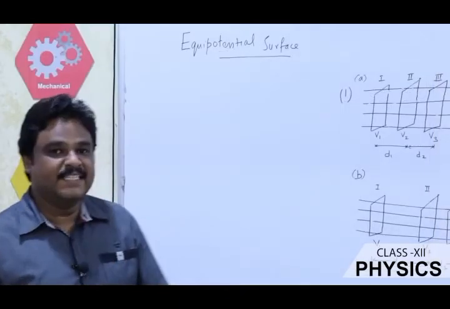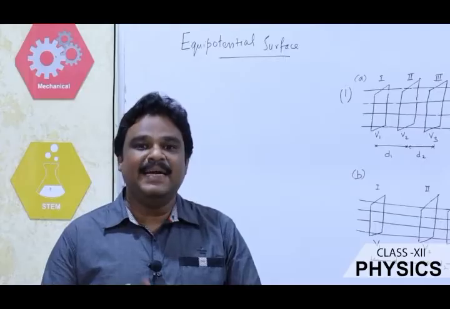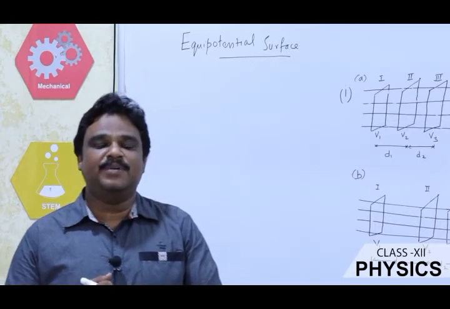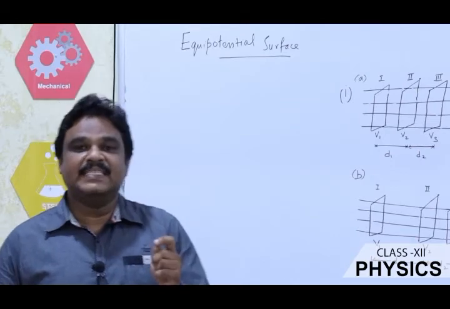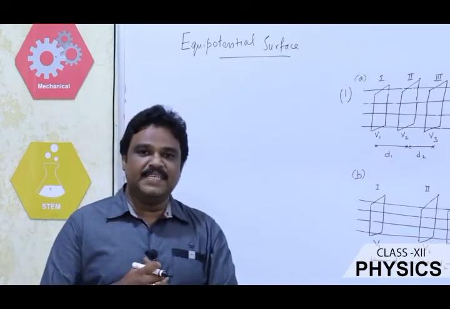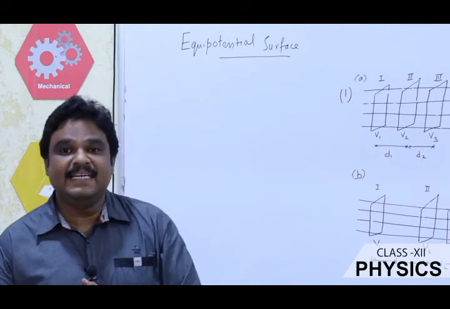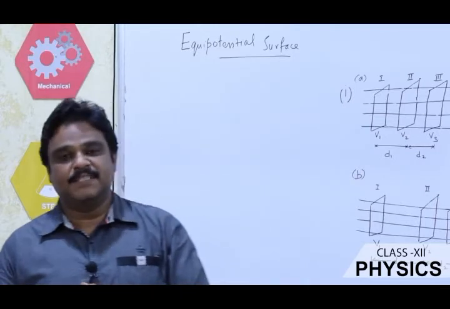Our next topic is equipotential surface. I think by the name itself you can say what you mean by equipotential. Equipotential means if I am going to assume a surface which has the same potential at each and every point, that surface can be termed as an equipotential surface.